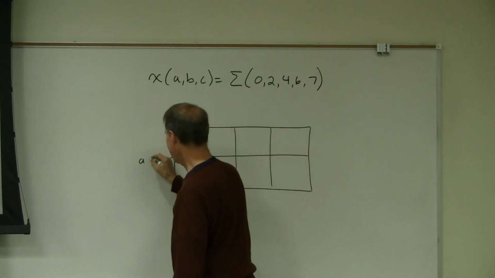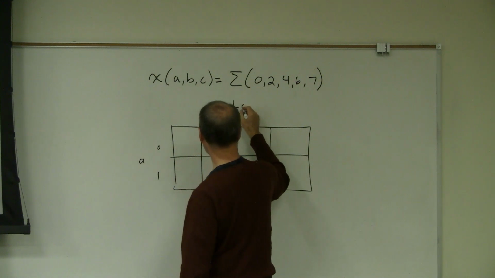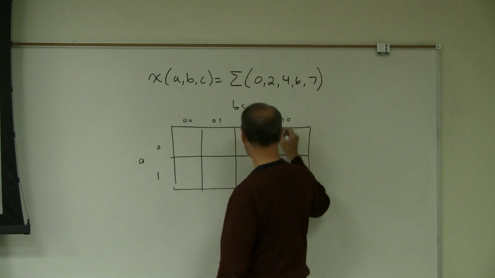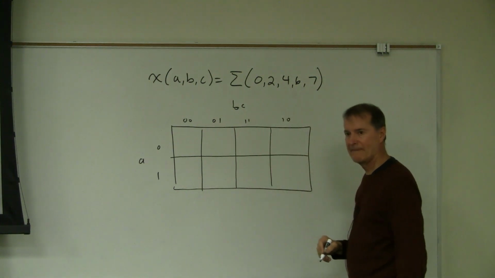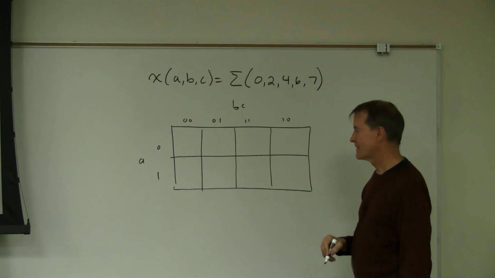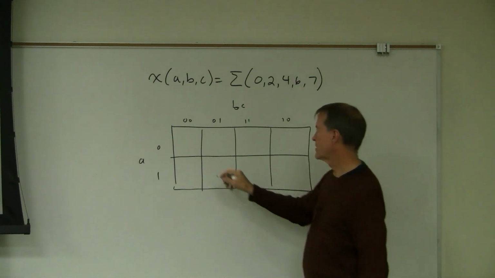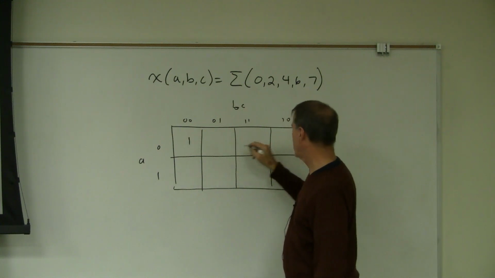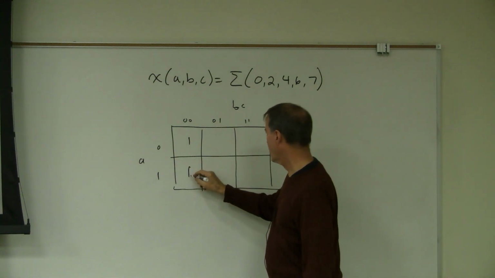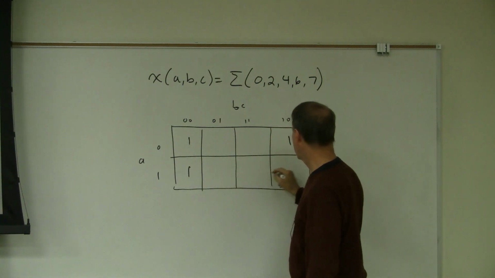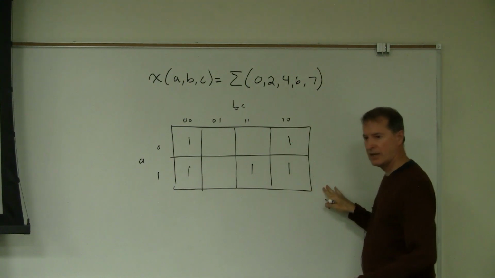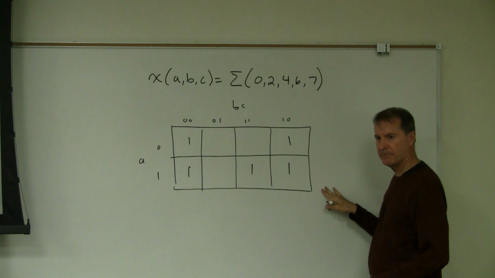Okay, so this is A 0, 1, BC 00, 01, 11, 10. So what is 0? 0, 1, 2, 3, 4, 5, 6, 7. Is this what you got for the Karnaugh map before we group?